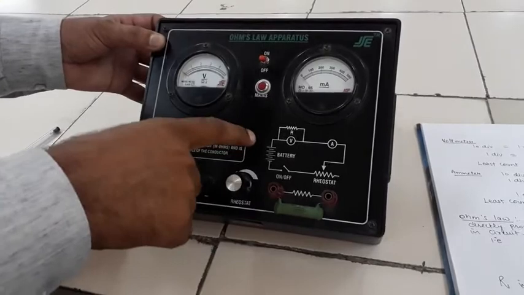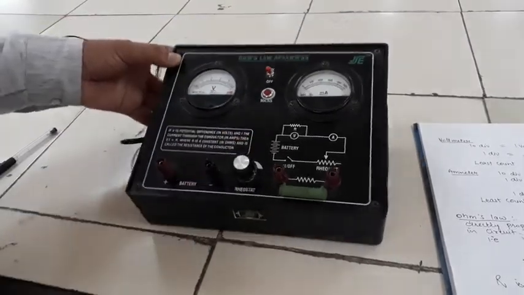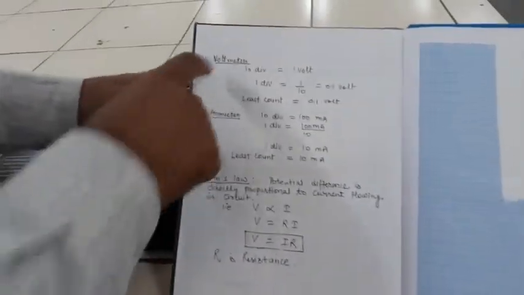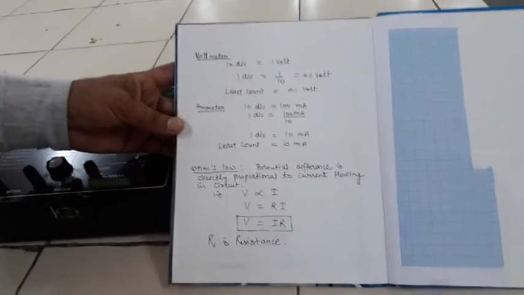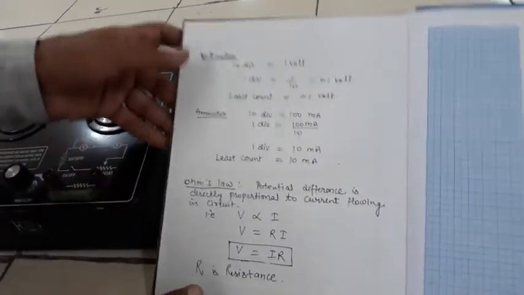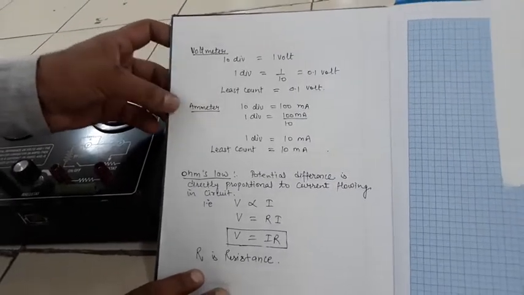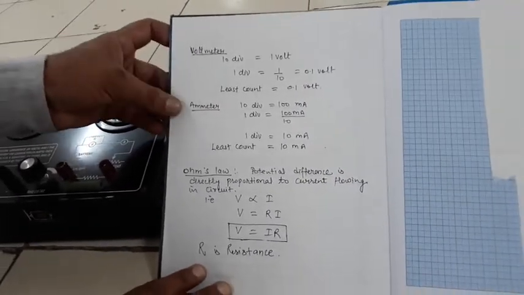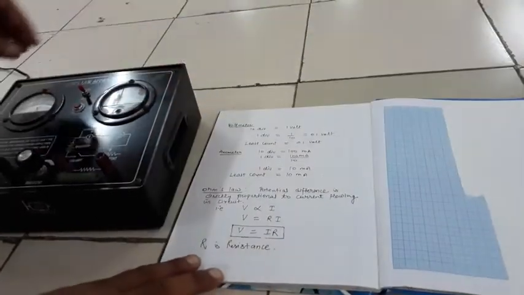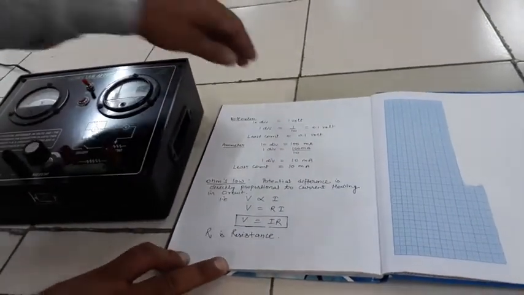Before starting the experiment, we have something for you. As you have a voltmeter and ammeter in the experiment, both have a least count. What is the least count? Least count is the minimum count measurable by these instruments.